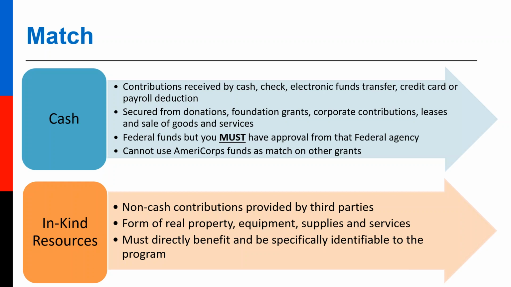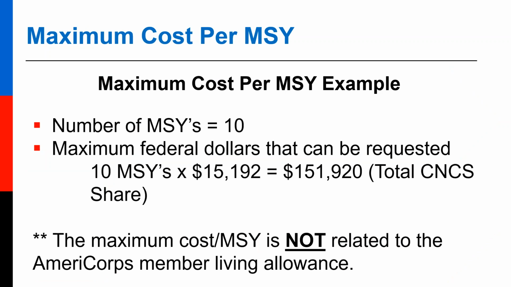Okay. So let's look at the maximum cost per MSY, and this calculation is used to indicate the maximum amount of federal funds that can be requested for your program. And we've already kind of looked at this, but it's based on the number of MSYs you request. The total CNCS divided by the total MSYs. So the maximum amount of federal dollars you can request in your budget depends on the number and type of AmeriCorps members you're requesting, which should be guided by your program design and costs you need to operate the program.